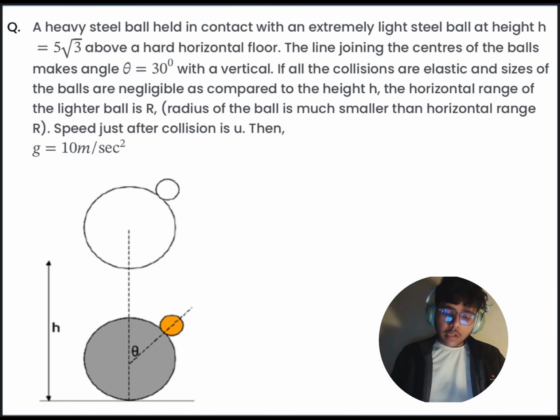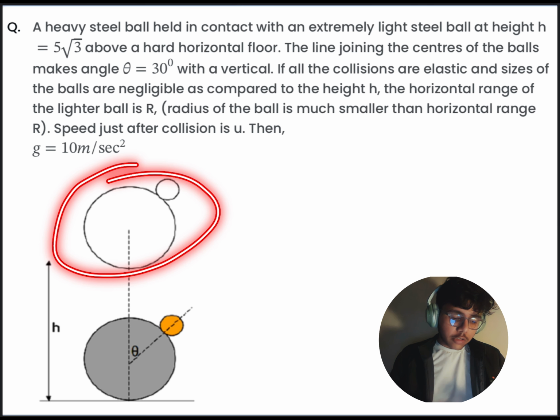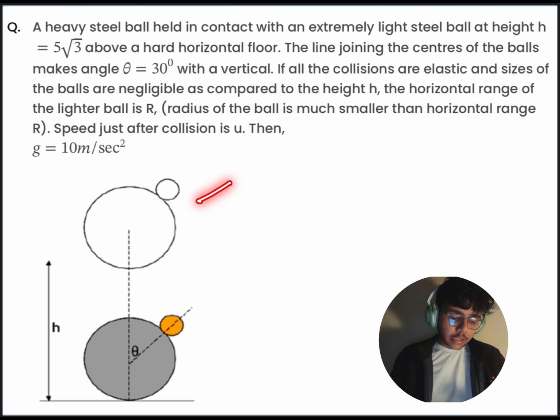Here in this problem, this large ball and the small ball are the system, and these are going to fall from a height h which is given in the problem, and they are both inclined at an angle theta, which is also given in the problem.